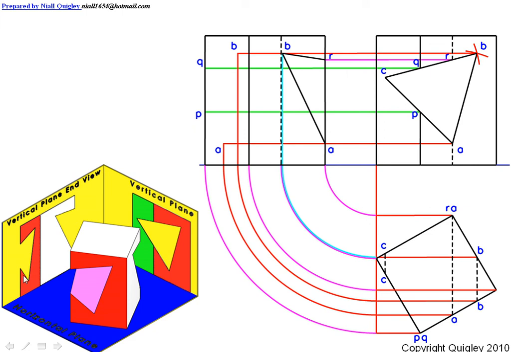So the points we have there: P is down here, we have A which is here, we have B which is here, and we have Q which is here, which you can follow also in our SolidWorks model.